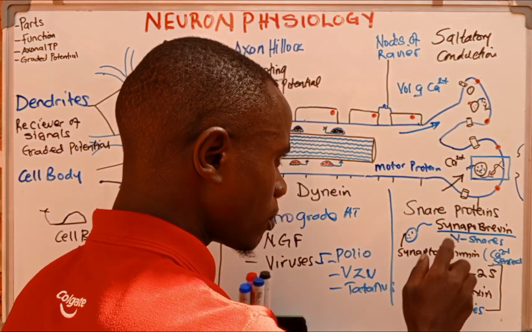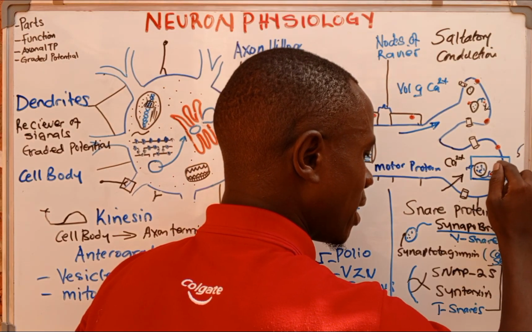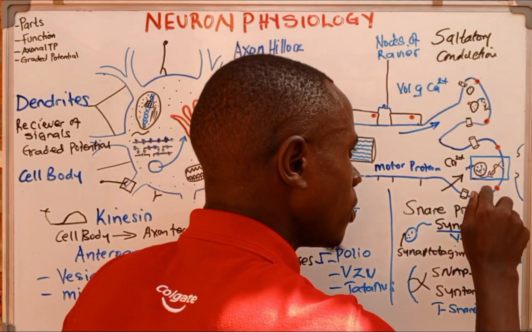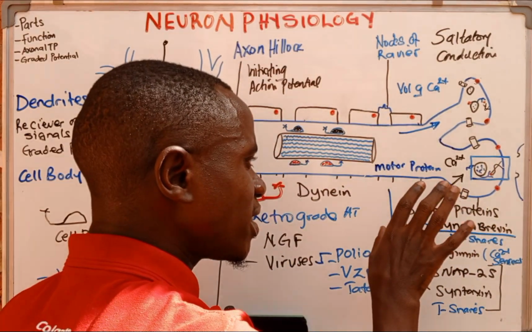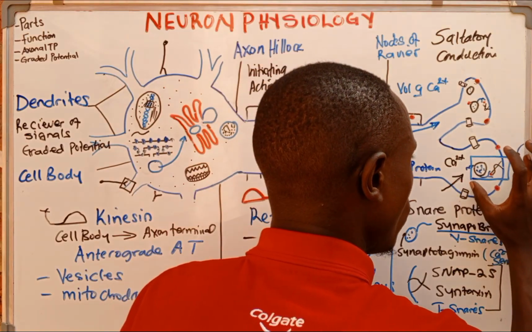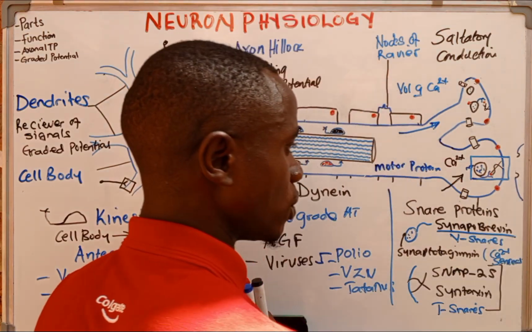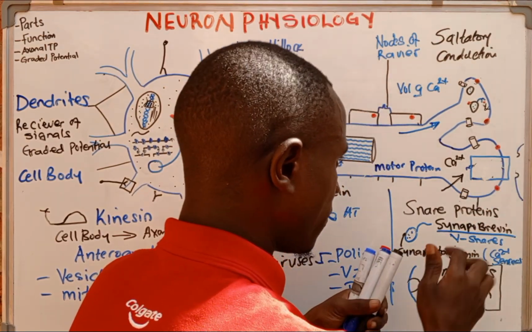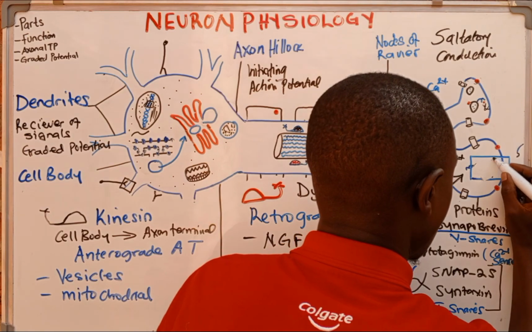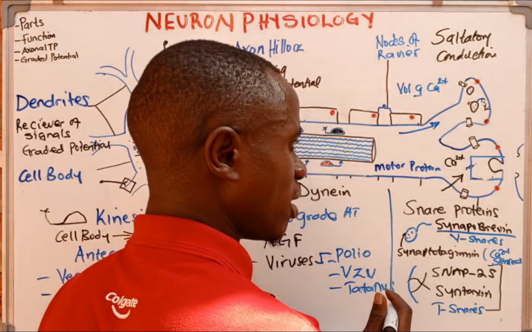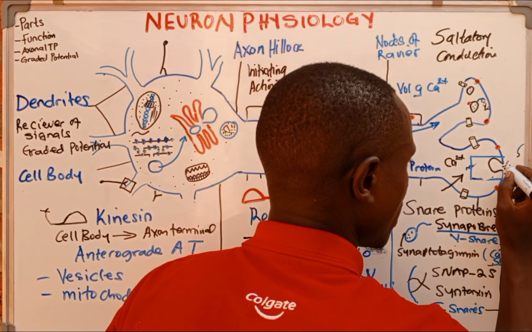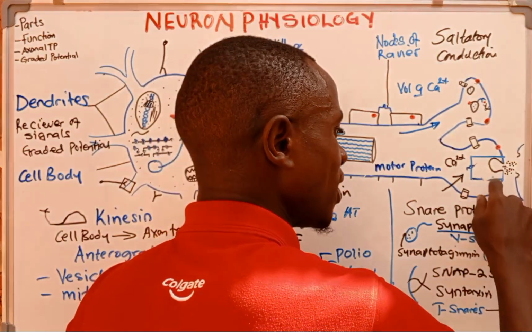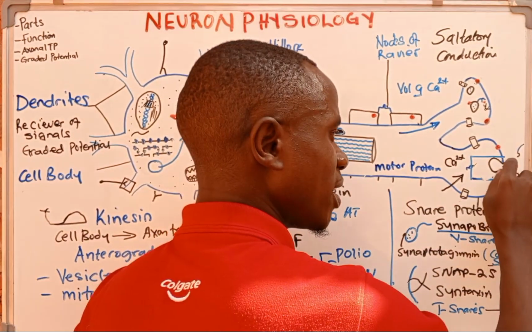Now, what happens is this synaptobrevin, syntaxin and SNAP-25 are going to make a complex whereby the synaptotagmin will come and bind the calcium. When this happens, it leads to the pulling of the vesicle to come and fuse with the presynaptic membrane. So now this vesicle is going to come and fuse with the presynaptic membrane, and then eventually it's going to pour the neurotransmitters into the synaptic cleft. This is how the neurotransmitters move into the synaptic cleft.